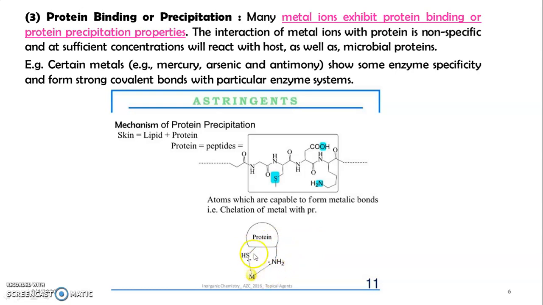Indirectly, after alteration of the conformation, the protein molecule which is required for normal functioning and growth is not available for these microbes, and thereby their normal growth is inhibited or destruction of microbes occurs, and thus antimicrobial agents act by precipitation and killing these microbes.